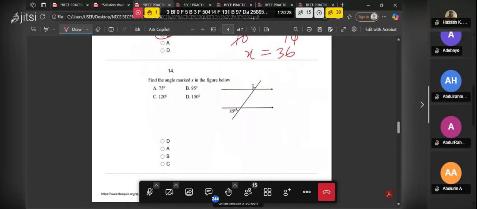Number 14. Now, this is angles between parallel lines. So we have about 3 concepts you're going to learn here. We have alternate angles, and we have corresponding angles, and we also have x angle, that is vertically opposite angle.